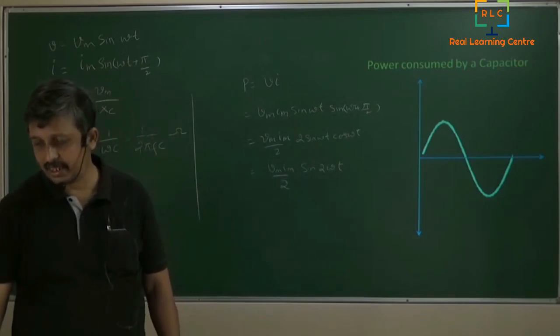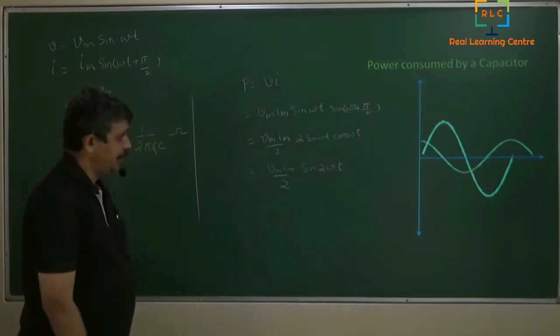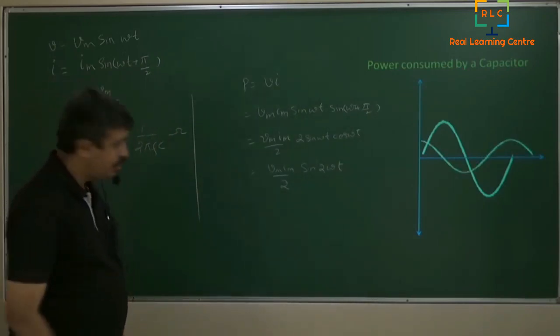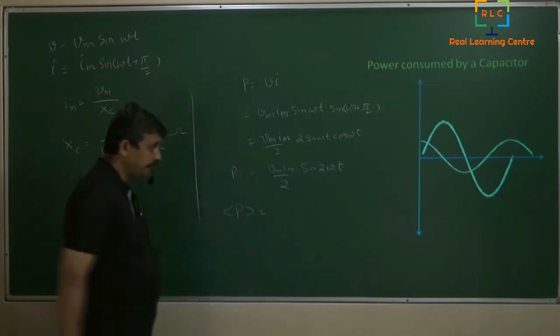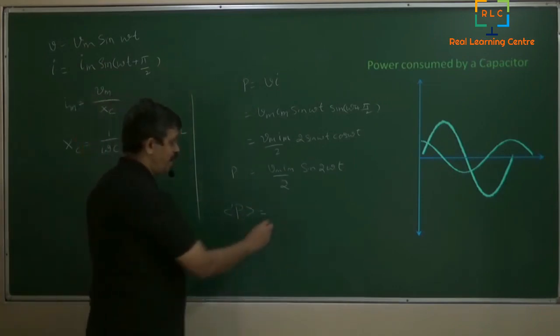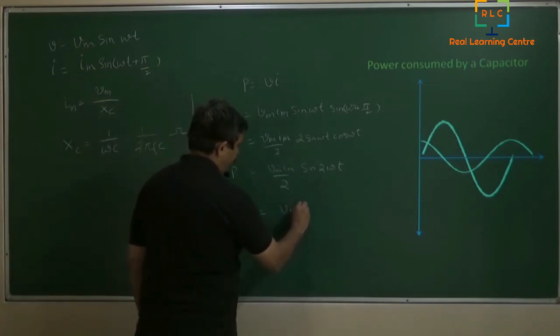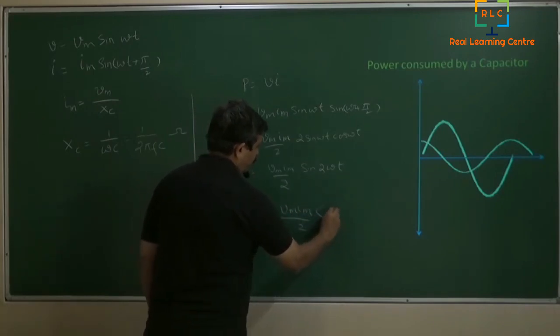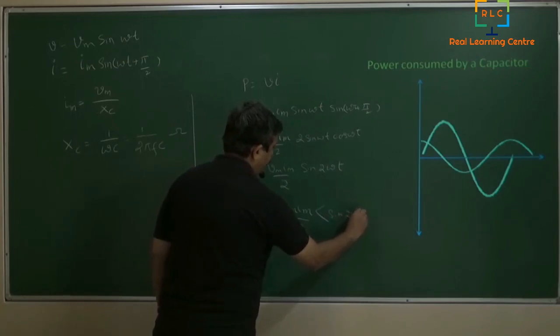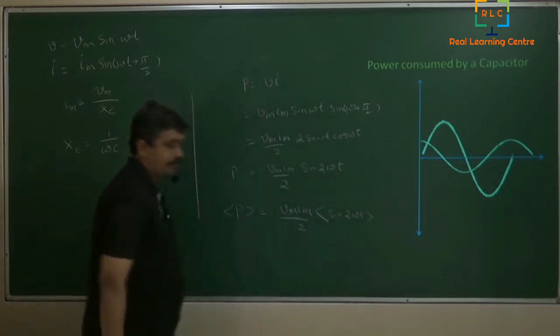Okay, if you have the current here and want to find out the voltage, for power, the average power here is nothing but it becomes 0. Average power becomes Vm Im by 2 into sin 2 omega t. Sin 2 omega t, if you take its average, it becomes 0.